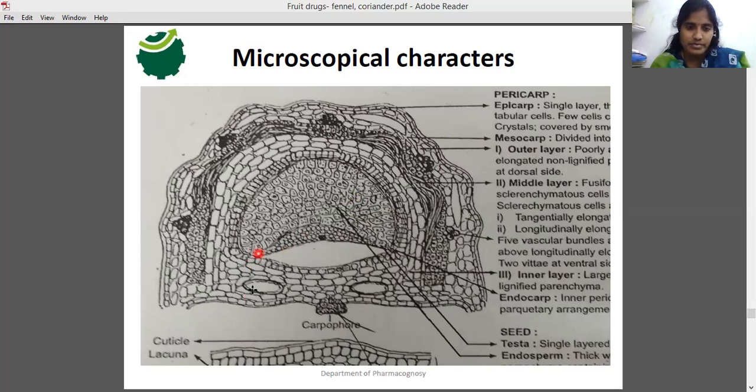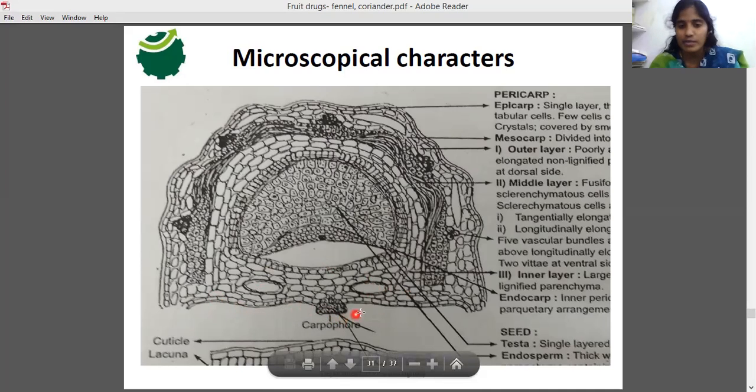And next about the commissural surface. Here you can see two vittae on the commissural surface. Vittae is nothing but an oil tube. Two vittae on the commissural surface, but no vittae on the dorsal surface. In coriander fruit, vittae are not present on the dorsal surface. Only two vittae are present on the commissural surface or ventral surface. Instead of vittae, here we can see lacunae, but the function of lacunae is not the same as vittae.